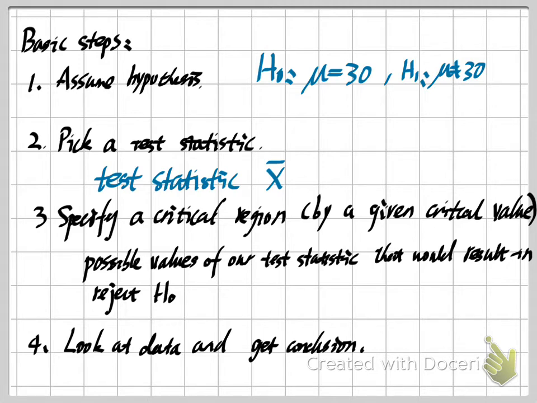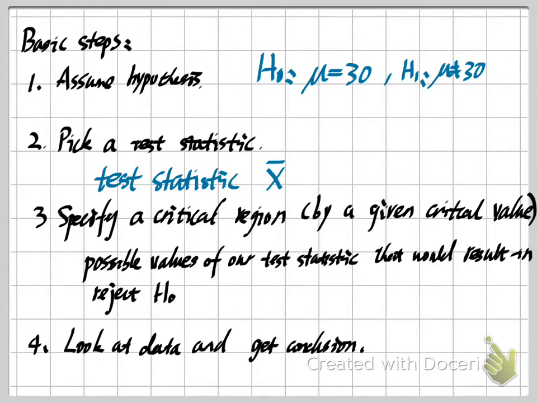The idea is, if we say the population mean is 30 and our test statistic, the sample mean, is like 100, you will say there's something weird, right? If the population mean is 30, however our sample mean is 100, they are so far away from each other. So maybe our assumption that the population mean mu is equal to 30 is not correct, and we should reject it. That's why the test statistic always corresponds to our hypothesis about H0. So this is the second step.